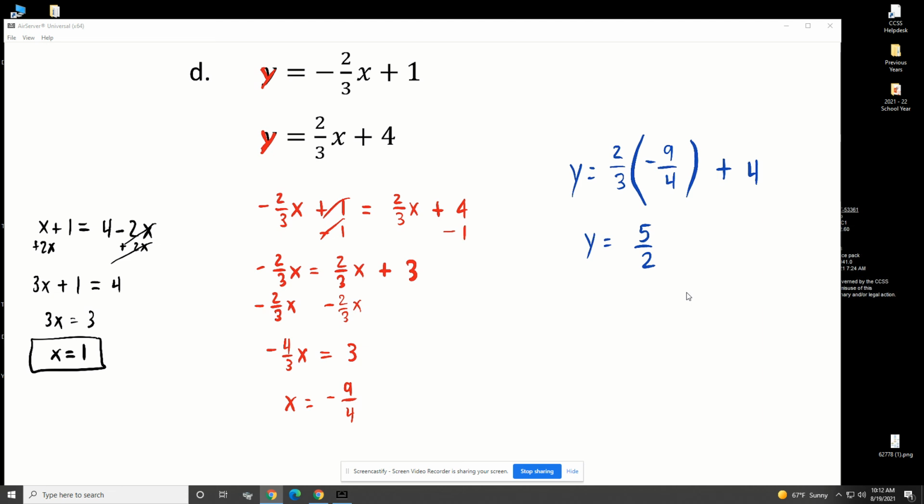So your answer could be two things. It could be negative 9/4, 5/2, or it could be negative 2 1/4 and 2.5. I would absolutely take that. You know why? Because if you were to check your work and graph it, that would be the answer you would get. So nothing wrong with decimals, nothing wrong with mixed fractions, nothing wrong with improper fractions.